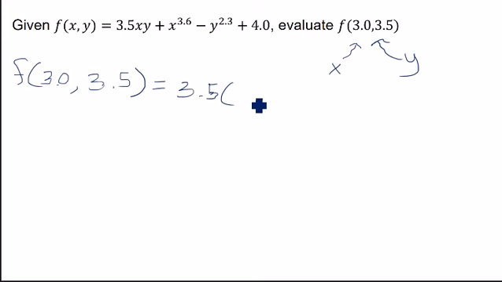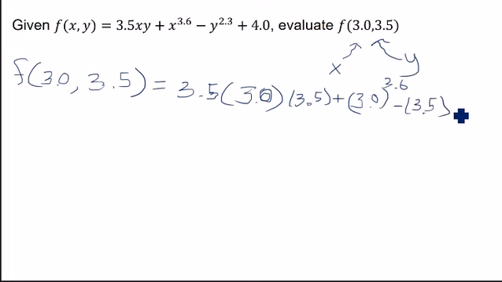So 3.0 times 3.5, plus we have x to the 3.6. That means 3.0 to the power 3.6, and minus y is 3.5 to the power 2.3, and plus 4. Okay, now we'll need a calculator for this thing. So let's see if I have a calculator here.